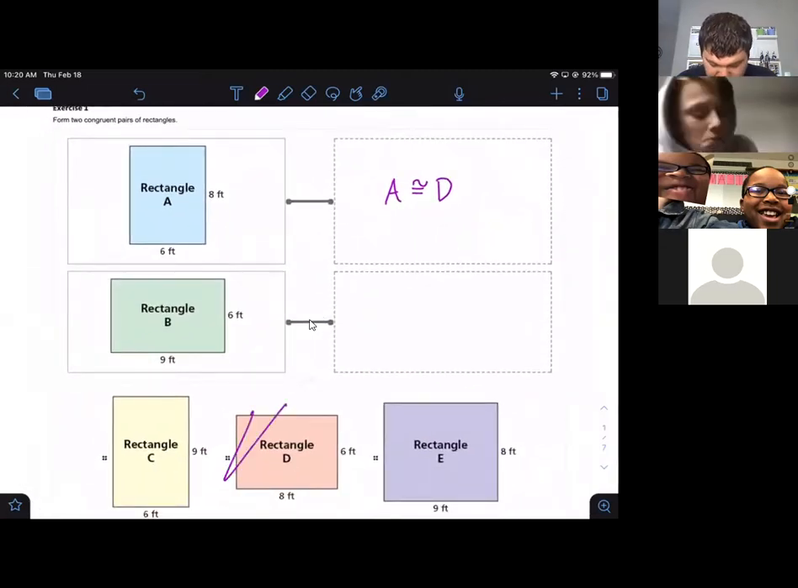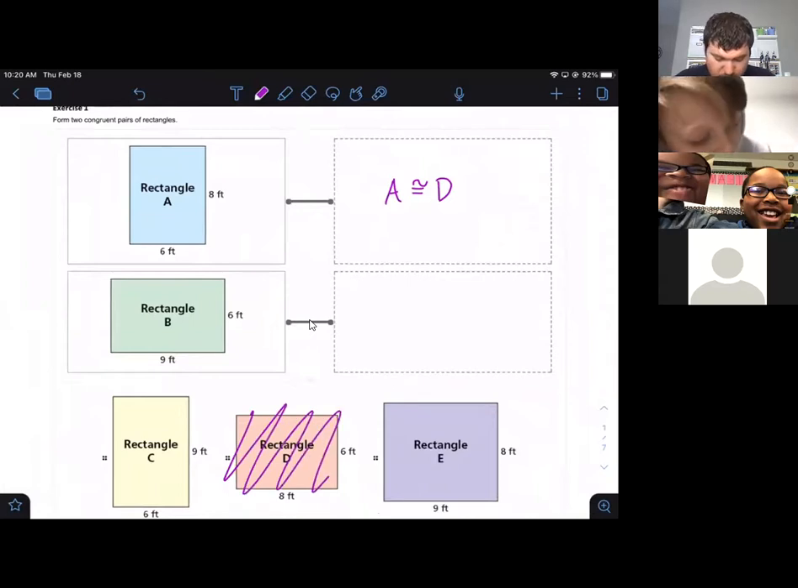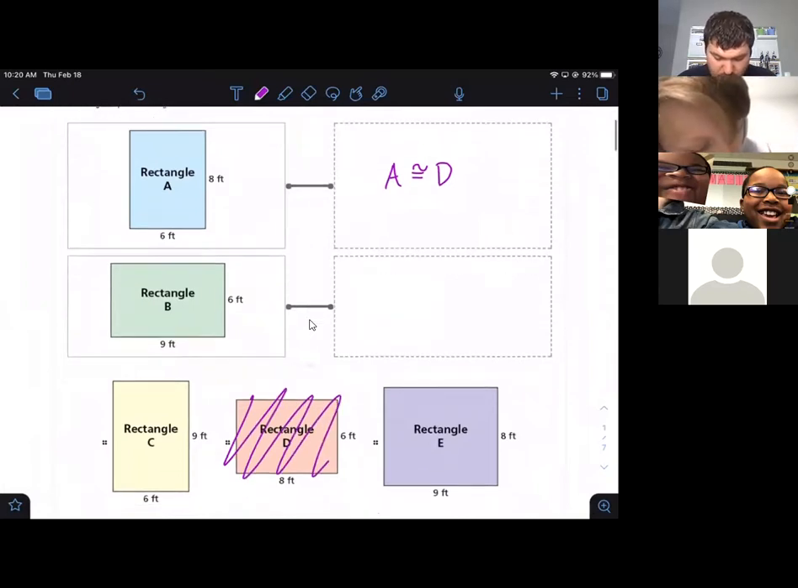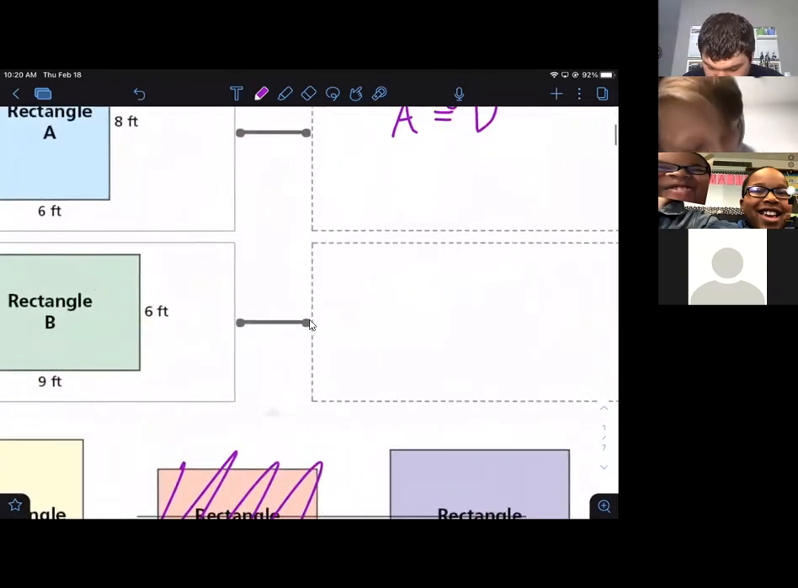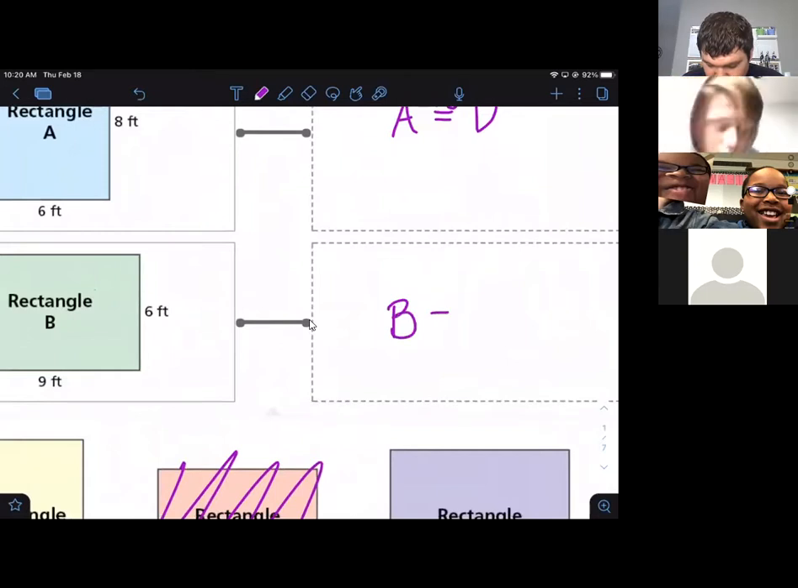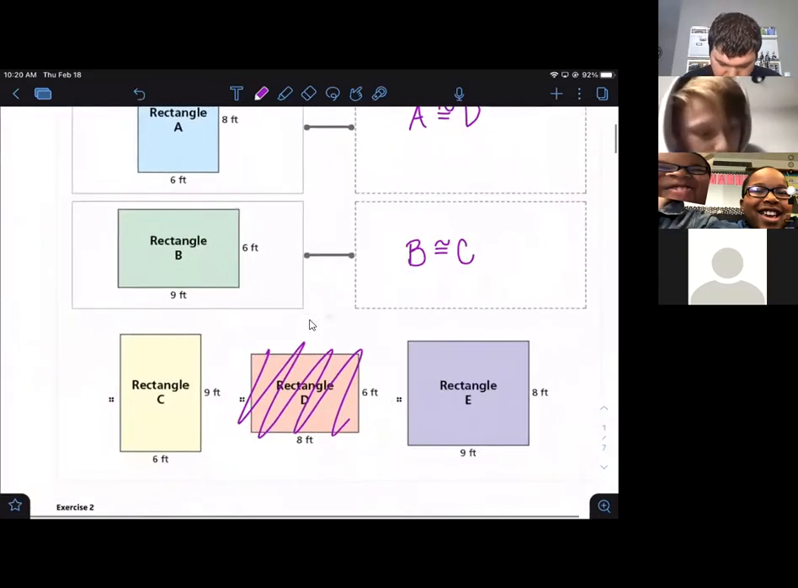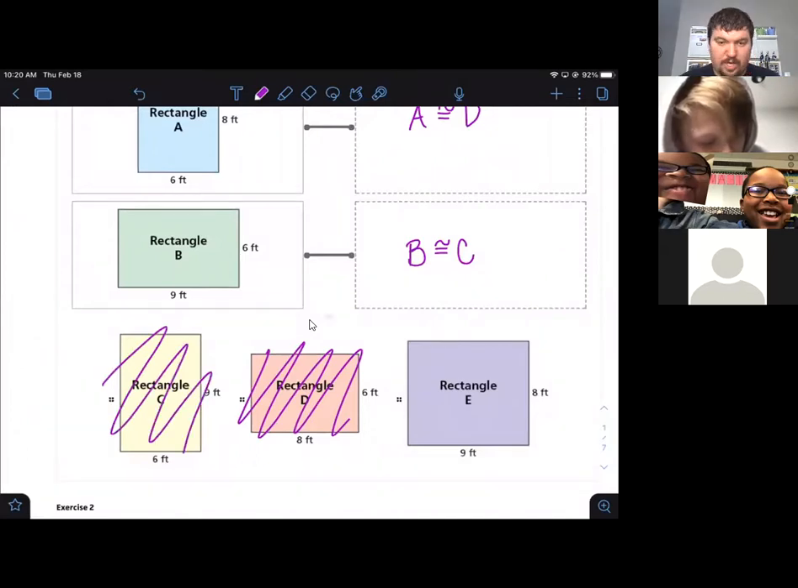Okay, so we've already got D out of here. Which one is congruent to rectangle B? Yeah, C, because it's got to be a 6 foot by 9 foot rectangle. So we'll say B is congruent to C, which means we're not going to use rectangle E.